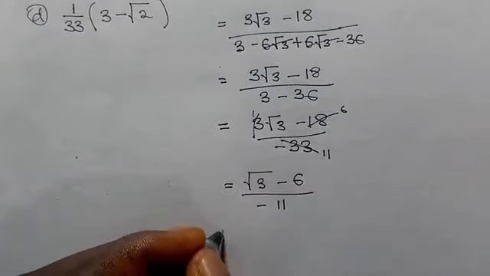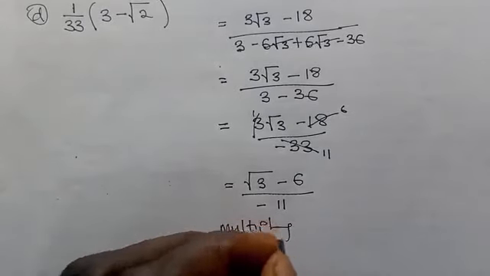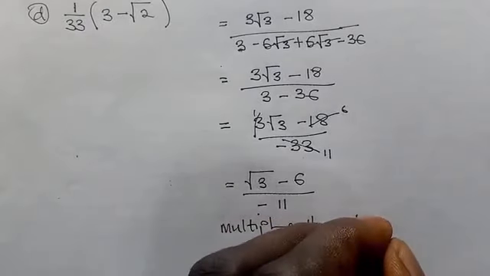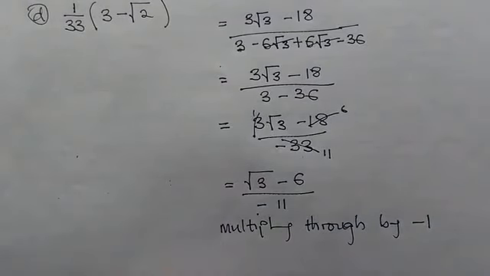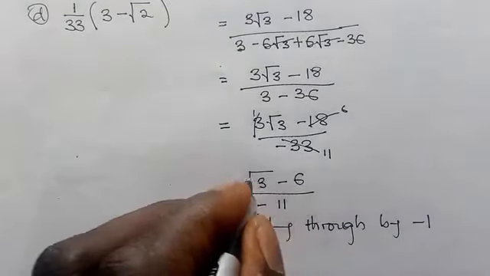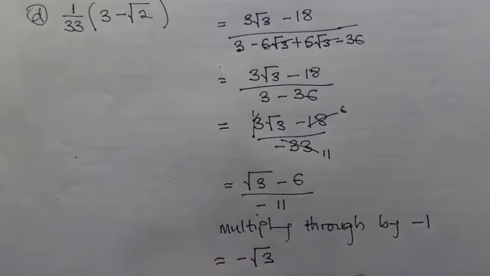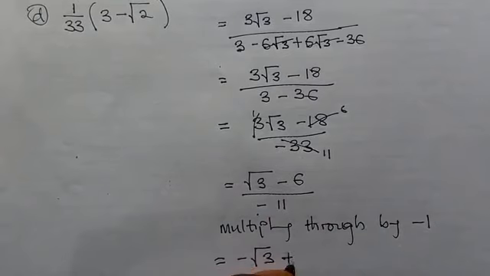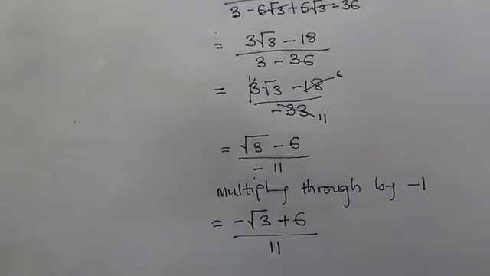So at this point, we are going to multiply through by negative 1. Multiply through by minus 1. That is minus 1 multiplying square root of 3, you are going to have negative root 3. Minus 1 times minus 6, you are going to have plus 6. Divide by minus 1 multiplying minus 11, we are going to have plus 11.